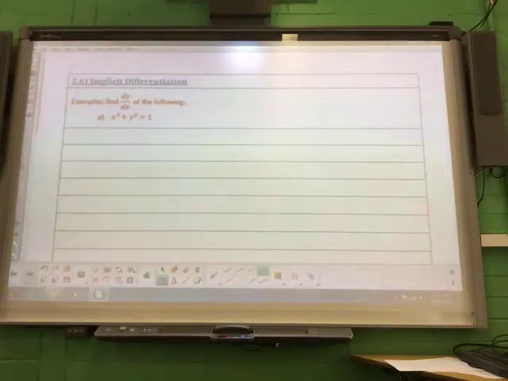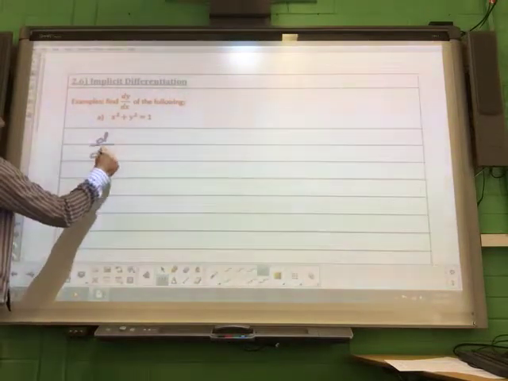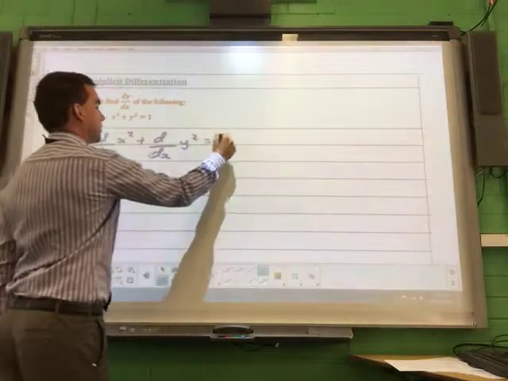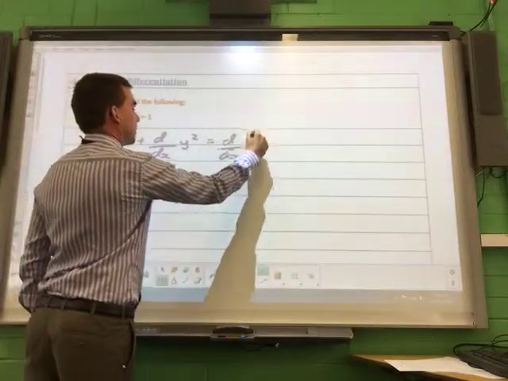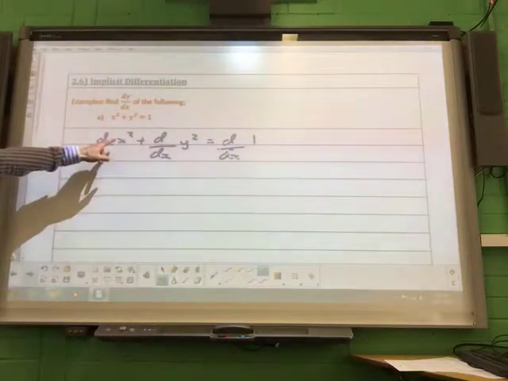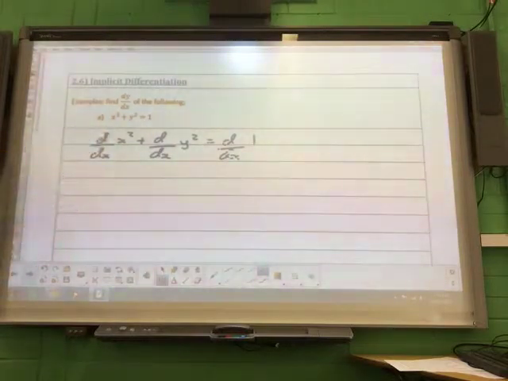Now, what implicit differentiation allows us to do is, when we have that problem where we don't have y as the subject, we can follow this technique. If I differentiate everything with respect to x, put a d dx in front of each of those terms in the equation. When I've got some function of x, so I've got x squared here, to differentiate that is not an issue, because we are differentiating with respect to x. So this will be 2x when we differentiate.